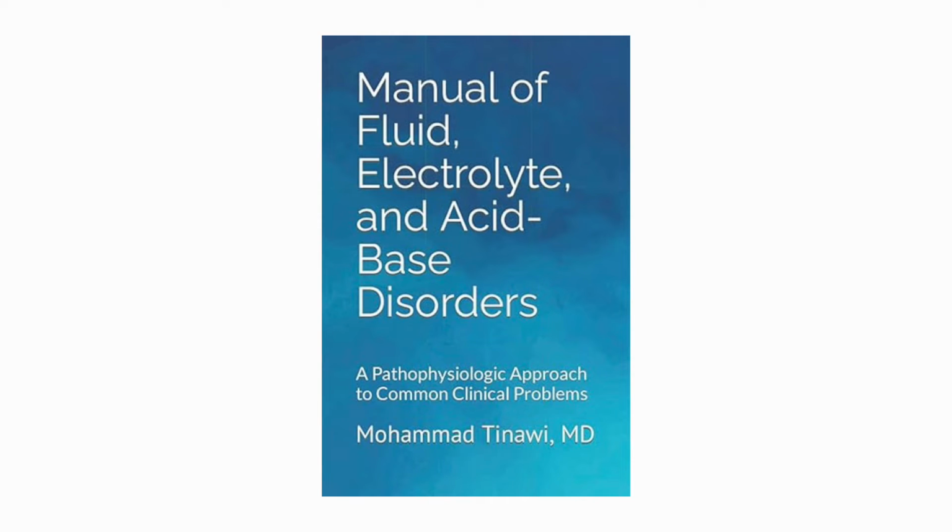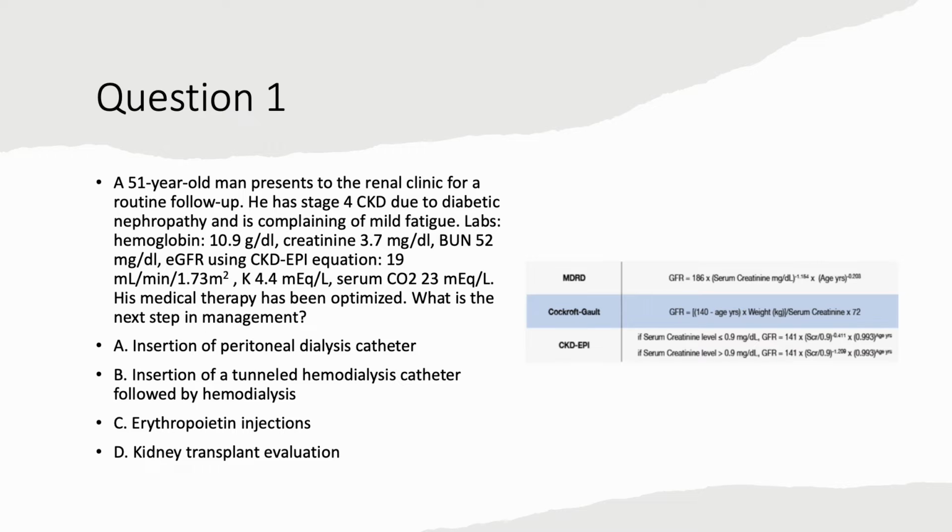So let's get started. Question number 1. We have a 51-year-old man who presents to the renal clinic for a routine follow-up. He has stage 4 chronic kidney disease secondary to diabetic nephropathy, and he is complaining of mild fatigue. Laboratory evaluation reveals hemoglobin 10.9 gram per deciliter, so a little bit low. Creatinine elevated at 3.7 milligram per deciliter. BUN also elevated at 52. Estimated GFR using the CKD-EPI equation is 19 milliliter per minute per 1.73 meters squared.